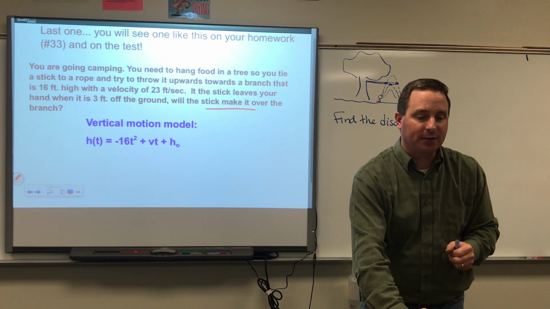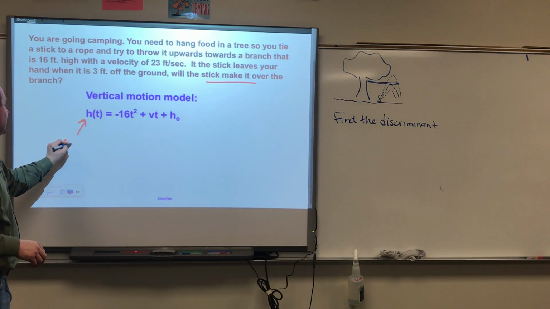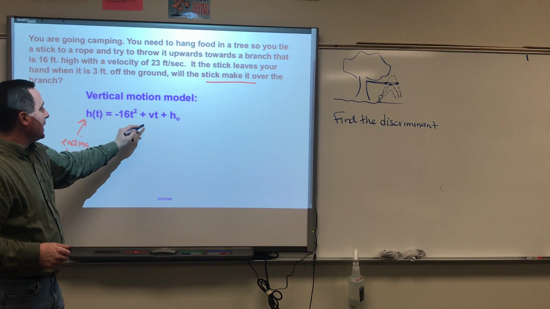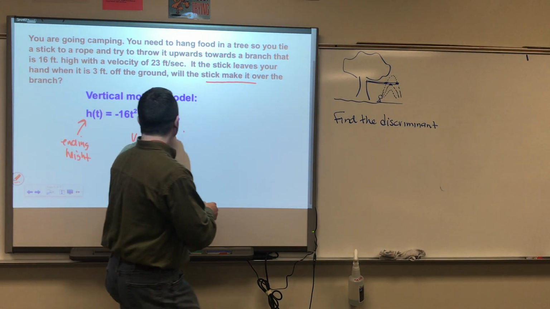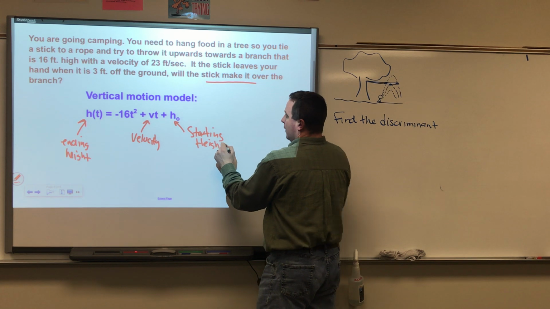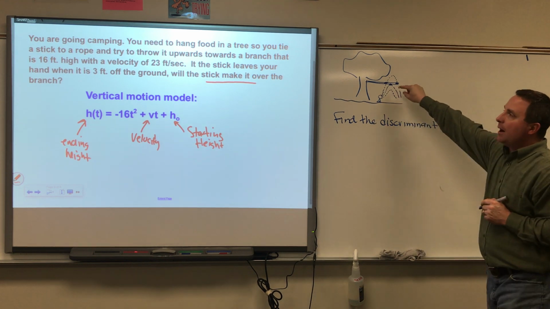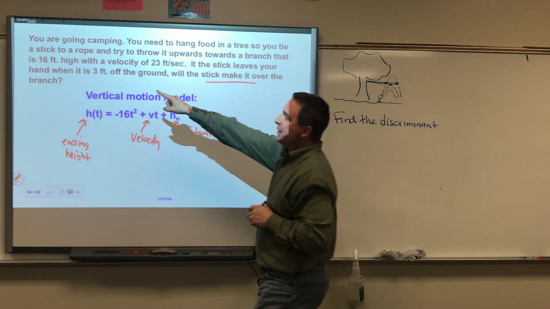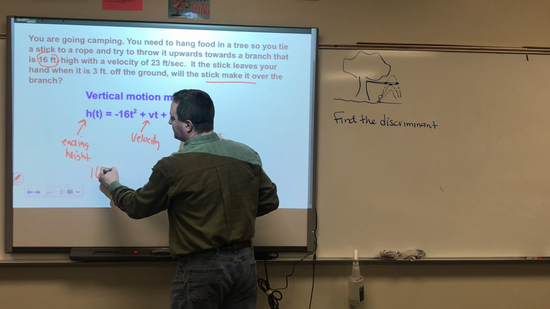We've seen bits and pieces of this one, I think, before. And I'll define these different parts here. This right here is the ending height. T is time, V is its velocity, and H sub 0 is its starting height. Now in this problem here, do they tell us some of those things? How about an ending height? We want that branch, or that branch is 16 feet high. We need the rope to get up to at least 16 feet. So that's going to be my ending height, 16.